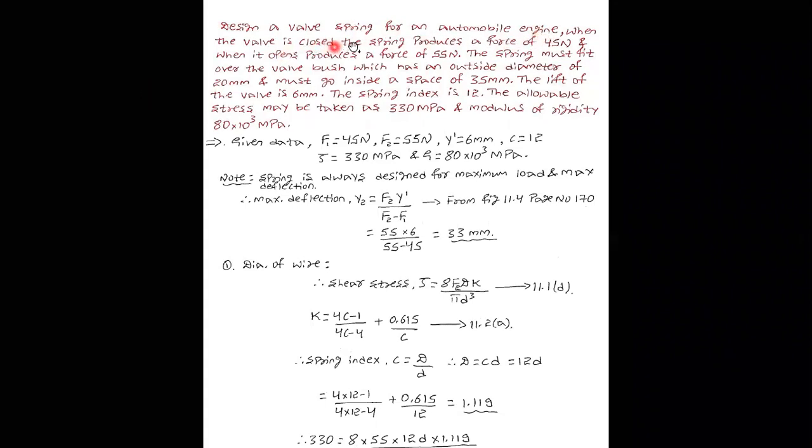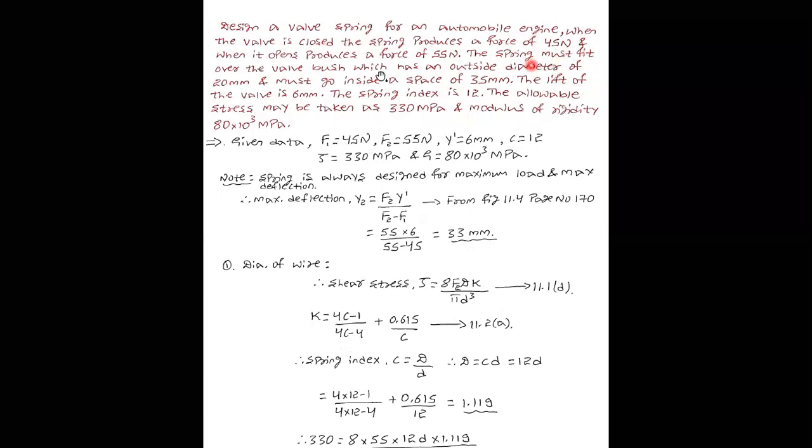When the valve is closed, the spring produces a force of 45 newton, and when it opens, it produces a force of 55 newton. Means when the valve is closed, it produces 45 newton, and when it is open, it produces 55 newton.